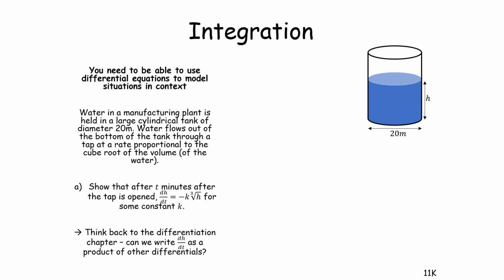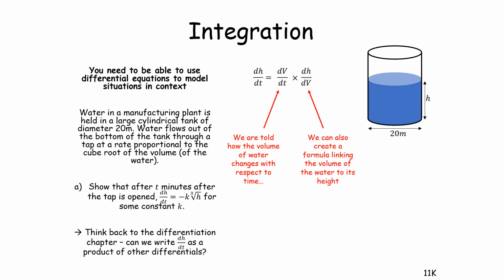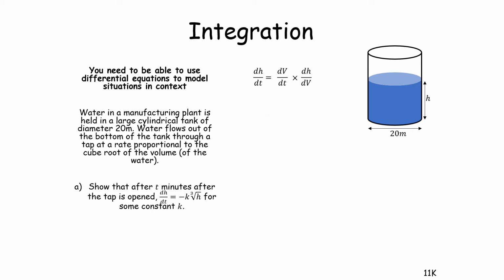So let's think back to the differentiation chapter on how we could write dh/dt as a product of the differentials. So we know dh/dt, we could write this as dV/dt times dh/dV, because if you look at it diagonally, the dV's will cancel out. So that's another way of writing dh/dt. So since dh/dt can be written in this form, we are told what the volume is, and we can also work out the dV/dh and then reciprocate that.